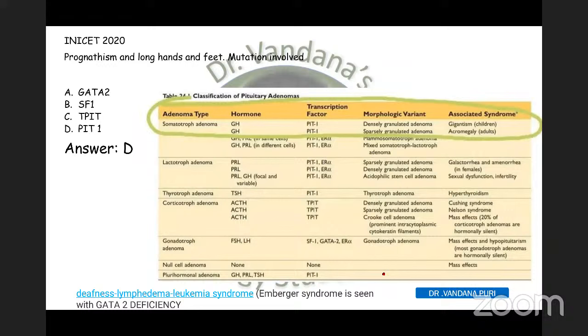Please remember, here is one more catch point. There's a syndrome called Emberger syndrome, which occurs due to GATA2 deficiency. Okay, so GATA2 deficiency is basically Emberger syndrome, and GATA1, where do you see GATA1? Down syndrome. Okay, so GATA1 mutation is seen in Down syndrome. Okay, so remember these points always. Okay, guys. So now let's go to the next question.